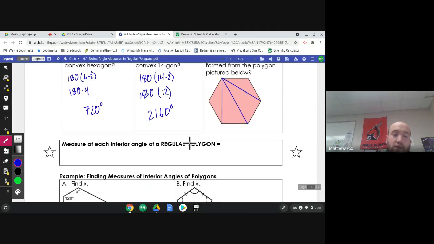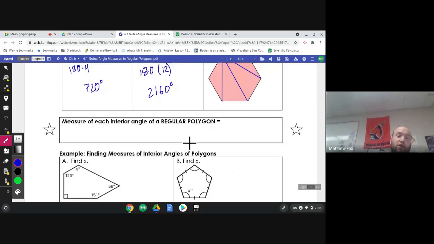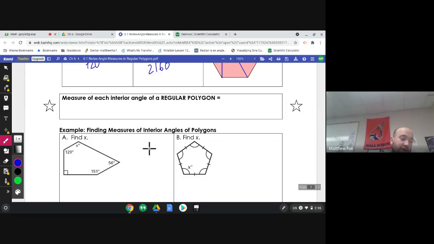Okay. So the next thing we're going to talk about is what if we are finding the measure of the specific interior angle of a regular polygon. Okay, so all we have to do in that case, it's the same formula. We just take 180 times n minus 2, except now we divide it by n.